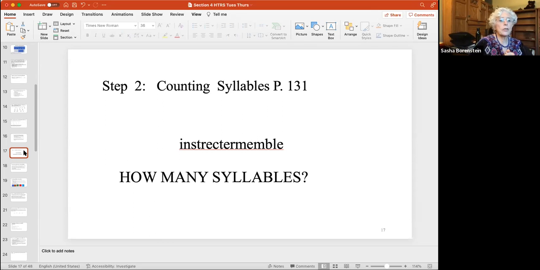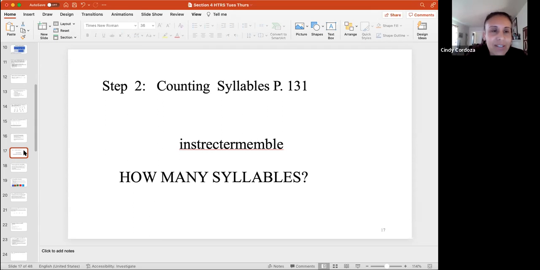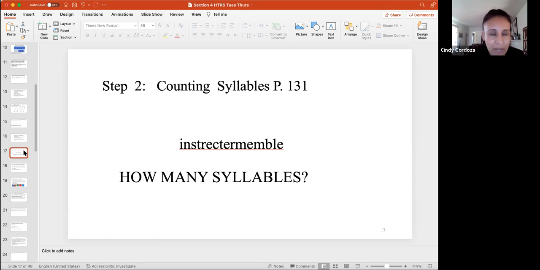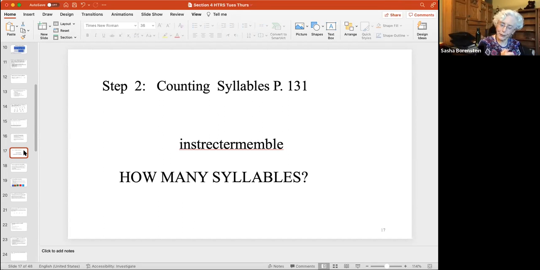Okay. Counting the vowels. Cindy, talk to me about that. So it's a big word. And so in was one syllable because of the I, short vowel, and then strect, have the E there, short E. Mm-hmm. Ter because of the R controlled, memble, short vowel E. And then even though it was silent, the LE at the end. Thank you. That's how I do it too.